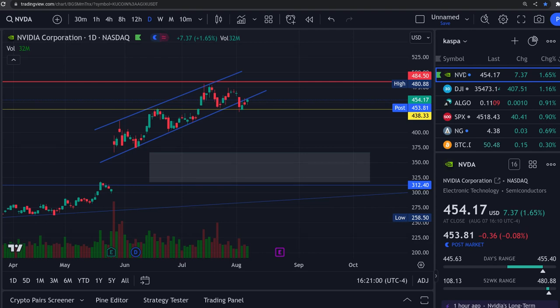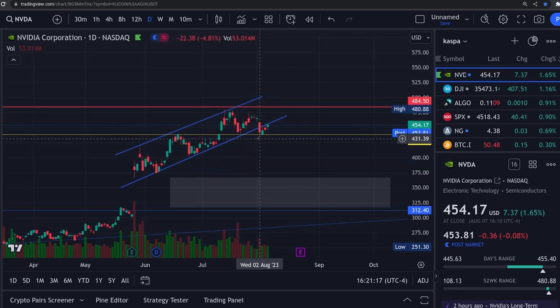Back here with a look at Nvidia. Ever since I said that we topped out here, this thing has not gone any higher. It's been, I don't know, 2 or 3 weeks since I called this top in here. We had an ABC come in here perfectly on this daily.